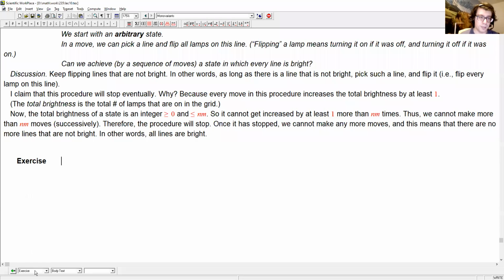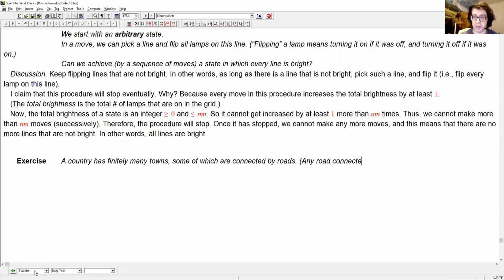Next one. A country has finitely many towns, some of which are connected by roads. And any road connects just two towns, and not a town with itself, to be very pedantic. Each town flies a flag of a certain color.